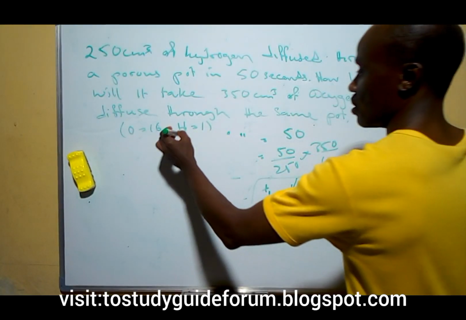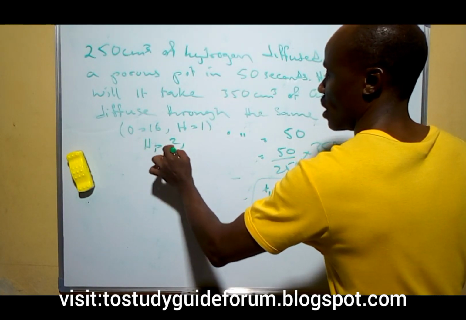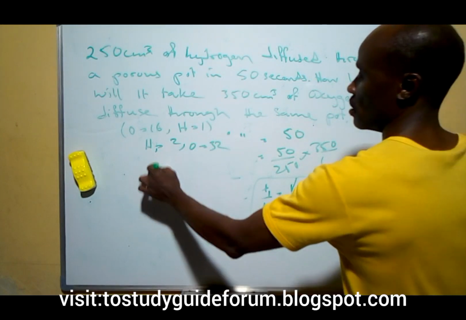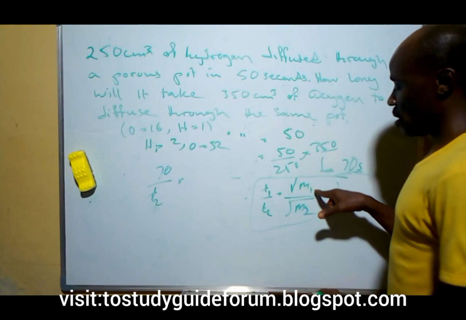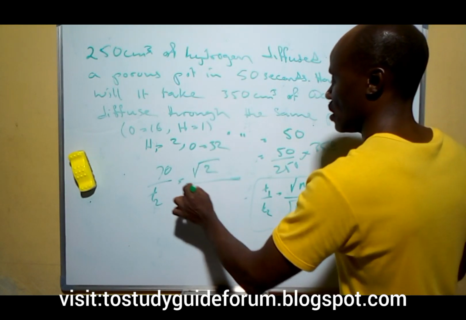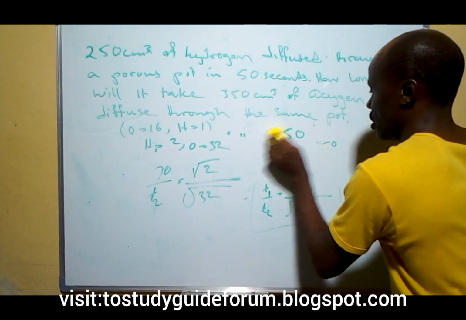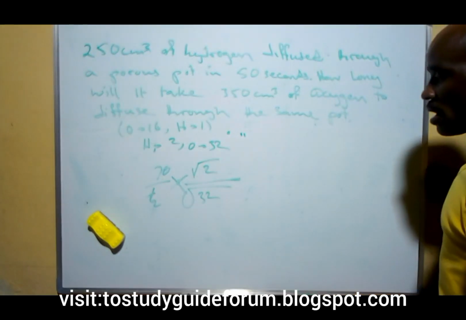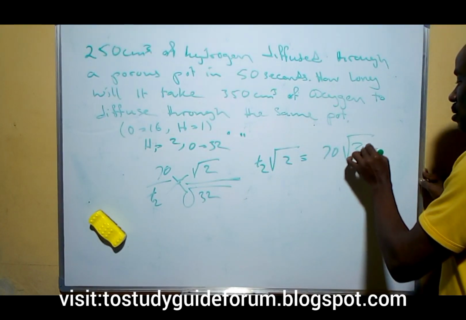Now, the relative molecular mass of hydrogen is 2 because it's diatomic, and that of oxygen is 32 because it's also diatomic. Now we have our 70 seconds over the one we don't know, which is that of oxygen. Then we have the square root of the relative molecular mass of hydrogen, and then that of oxygen, which is 32. So in this case we can cross multiply. If we cross multiply, we have T root 2 equal to 70 root 32.